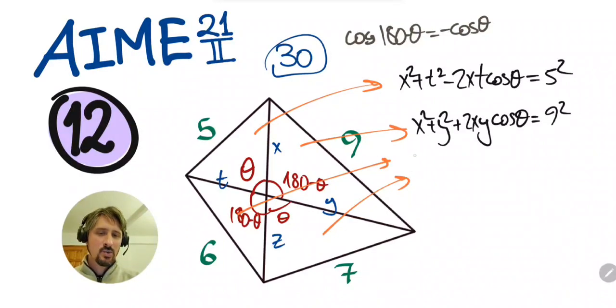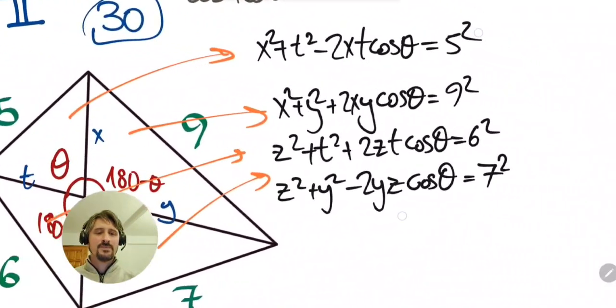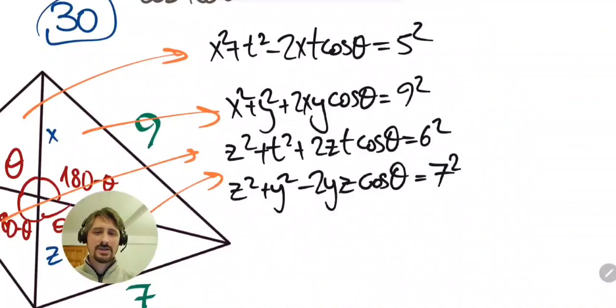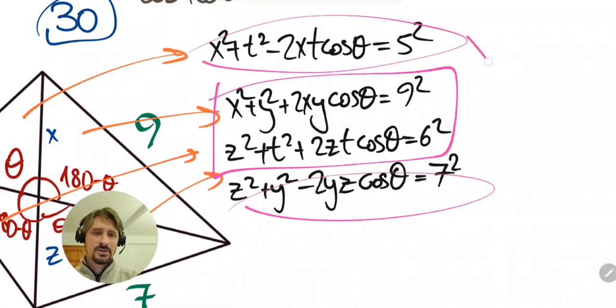In the third triangle, we have z squared plus t squared plus 2zt cosine theta equals 6 squared. And in the last triangle, we have z squared plus y squared minus 2yz cosine theta equals 7 squared, right? Now we're going to manipulate the equations a little bit and then get something about cosine theta. How about if we add those two equations and then those two equations, let's call this group 1 and group 2, and then we just find 1 minus 2.